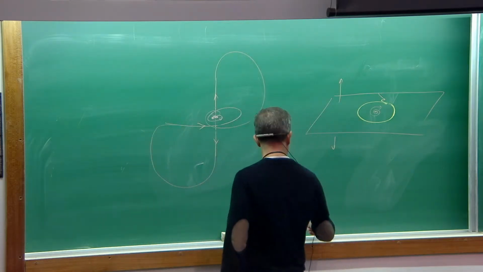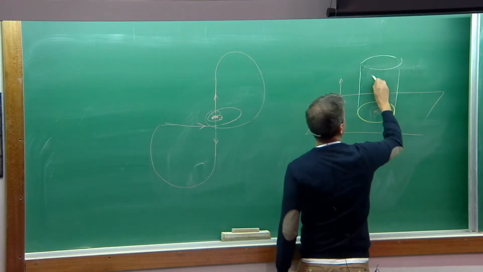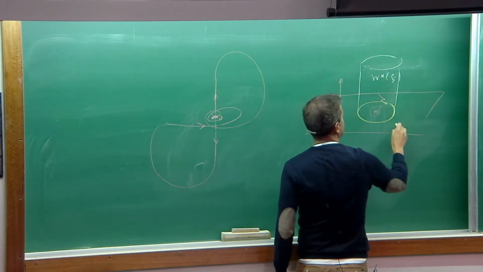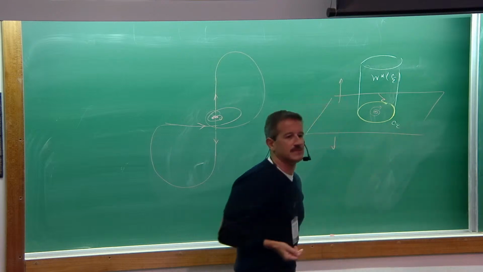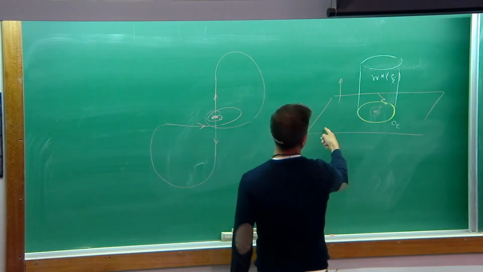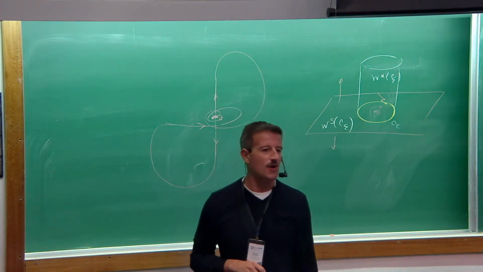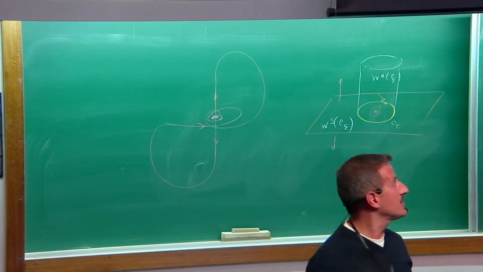And how? This is the unstable manifold of C epsilon. I'm going to assume that C epsilon is this periodic solution. And this plane is the stable manifold of C epsilon. Okay?